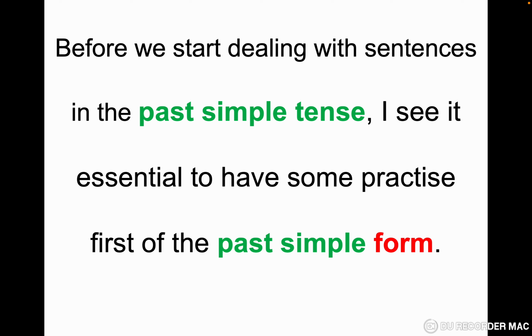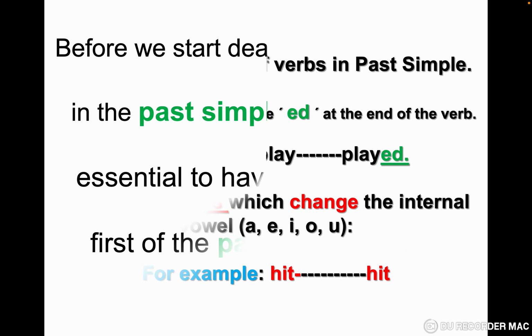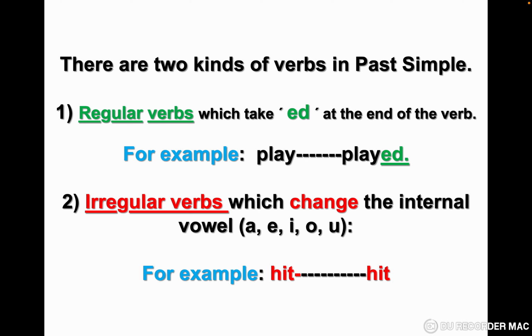Before we start dealing with sentences in the past simple, I see it as essentially important to have some practice first of the past simple form. As I said in the three previous lessons, there are two kinds of verbs in past simple in English. Regular verbs, which take ed at the end of the verb, for example, play, played, and irregular verbs, which change the internal vowel a, e, i, o, or u. For example, hit, hit. So this verb doesn't change in the past simple.